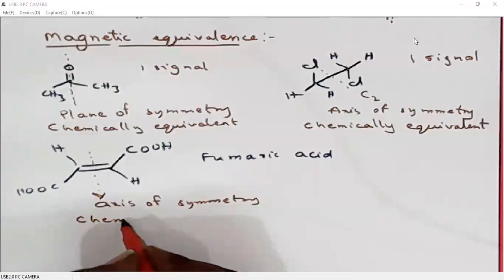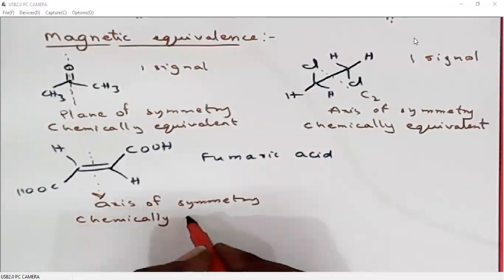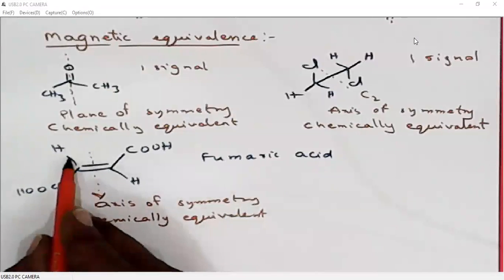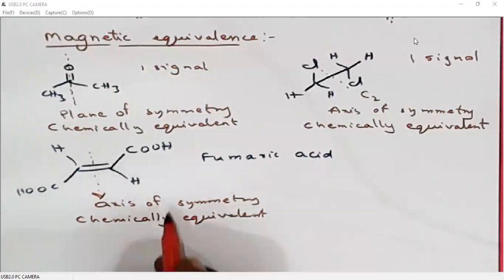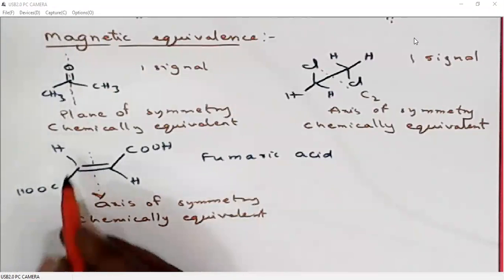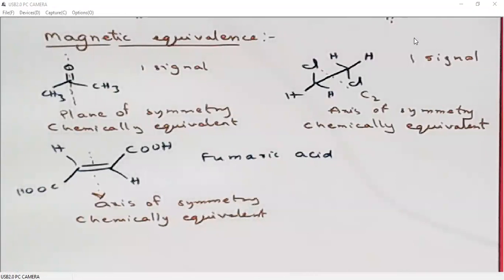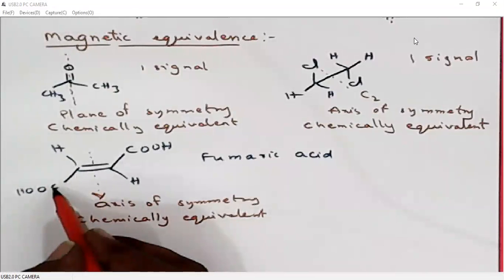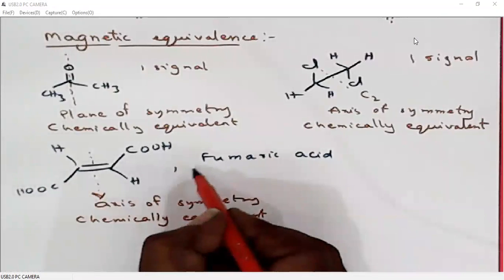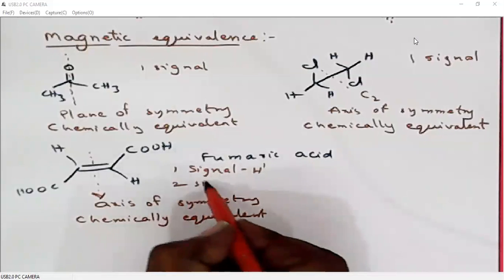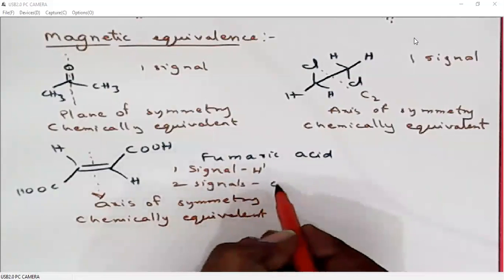So how many signals do we get? We get only one signal for these two protons. And because they are chemically equivalent, we don't expect any splitting here. Even for carbons, we get one signal for this carbon, and one more signal for this carbon. So we get one signal for proton, two signals for carbon 13.